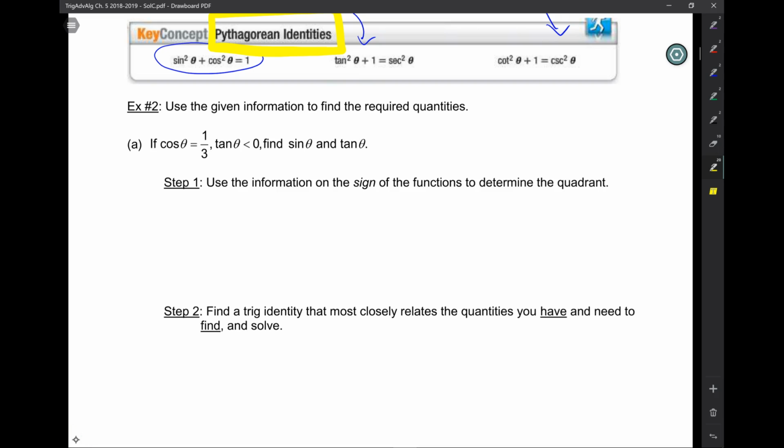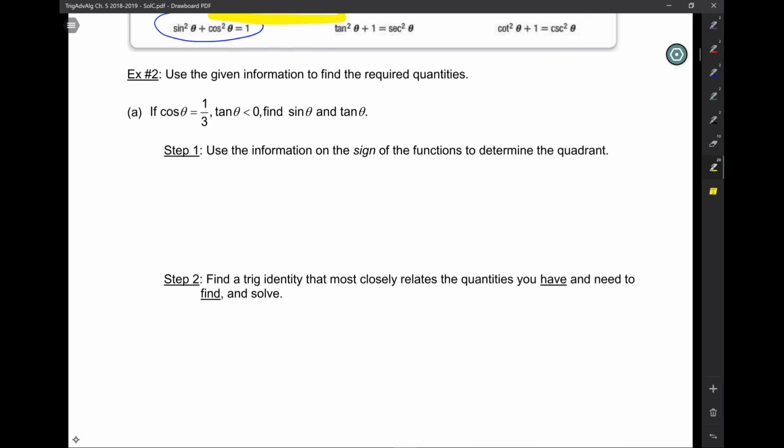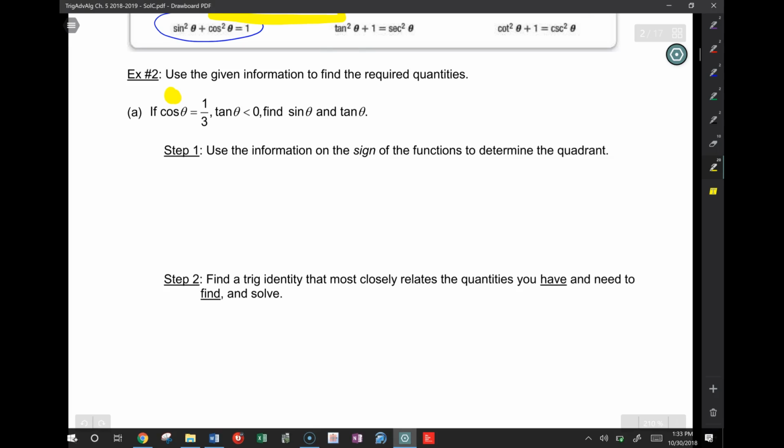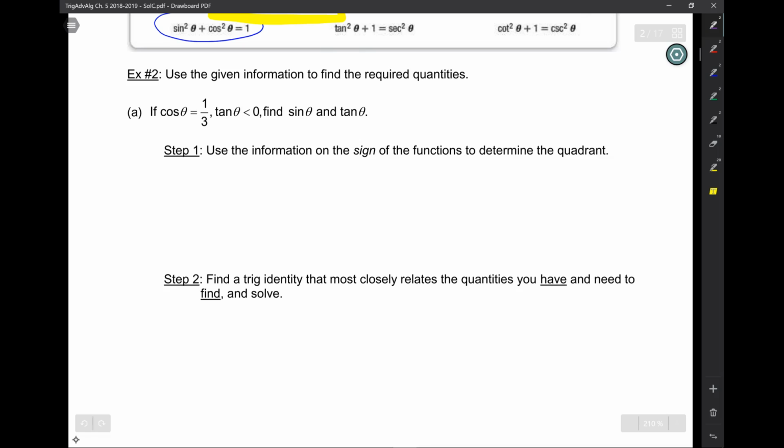All right, so now, cosine of theta I'm given is 1 over 3. I'm given tangent of theta is less than 0. And I need to find sine of theta and tangent of theta.